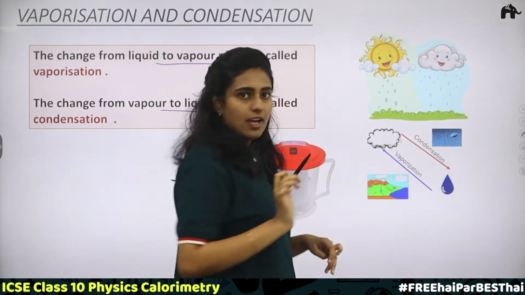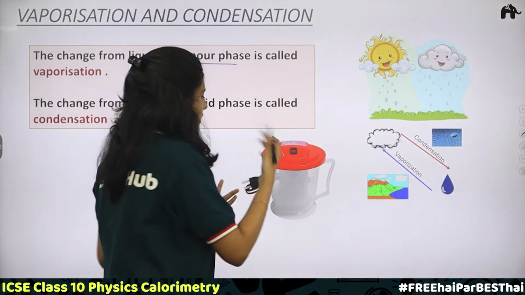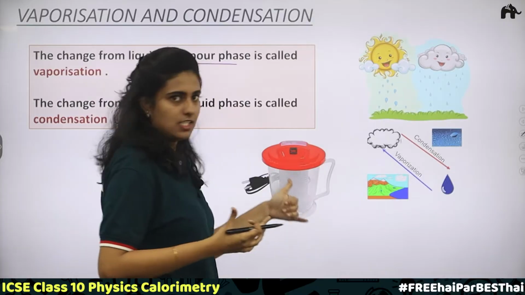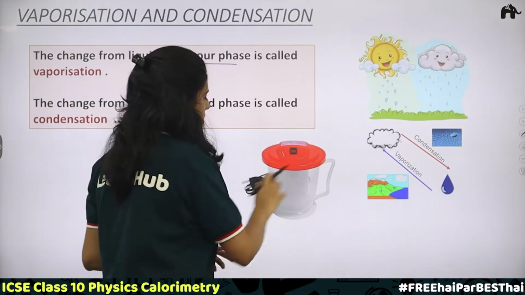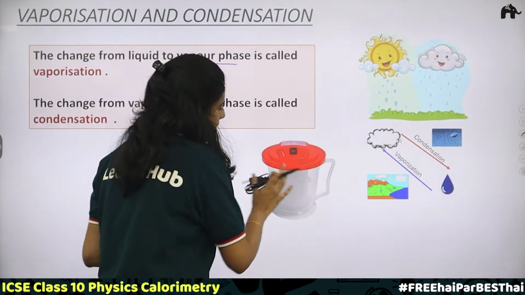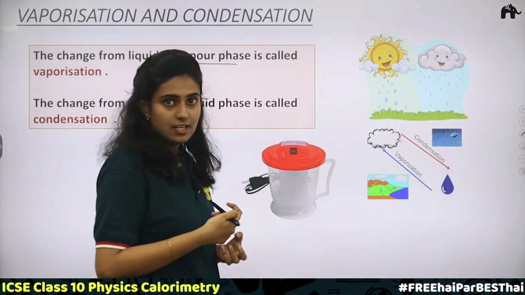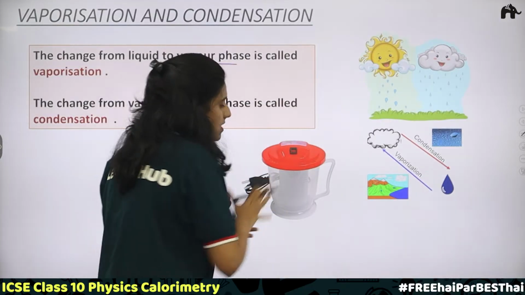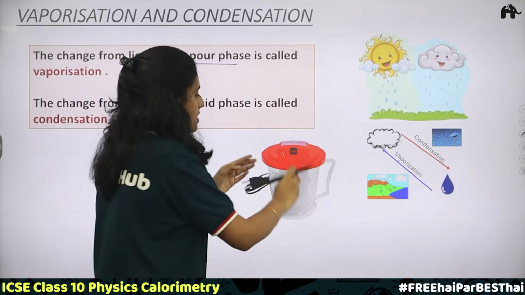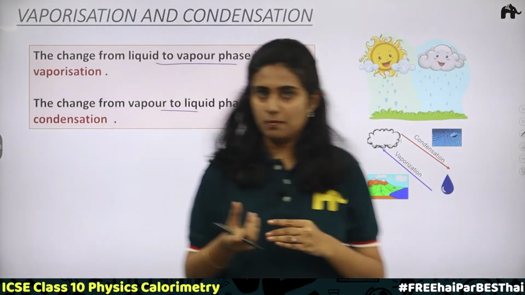Okay, understood? So here you have a vaporizer. Why is the vaporizer used? When you get fever or cold, you use this vaporizer. So here you are adding water to this, closing the lid. When current starts flowing, the water is getting heated, and you will start to get vapor. So here the process is vaporization. The liquid is getting converted to steam, to vapors.